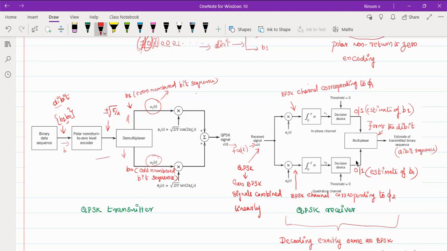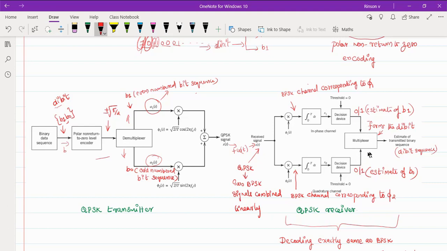Similarly here as well. So you will be getting a bit stream here and a bit stream here. This bit stream corresponds to B1 and this bit stream corresponds to the lower bit B0. Now you have a multiplexer here. What does a multiplexer do? A multiplexer has many inputs and one output. You have 2 bit streams here. It will simply convert that into a single bit stream.